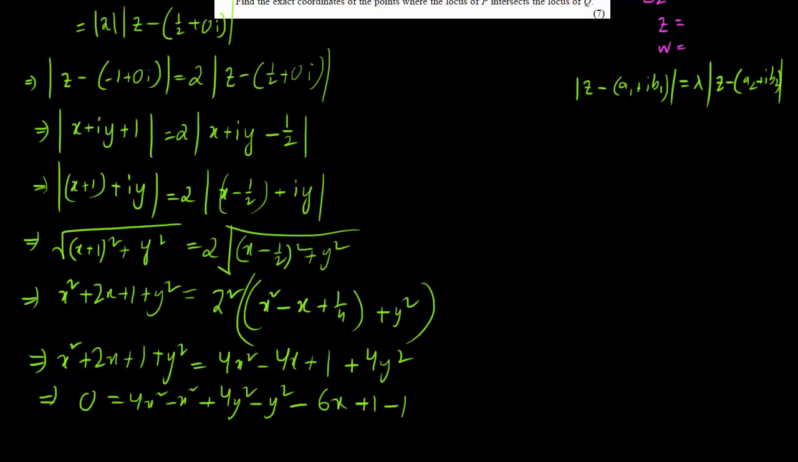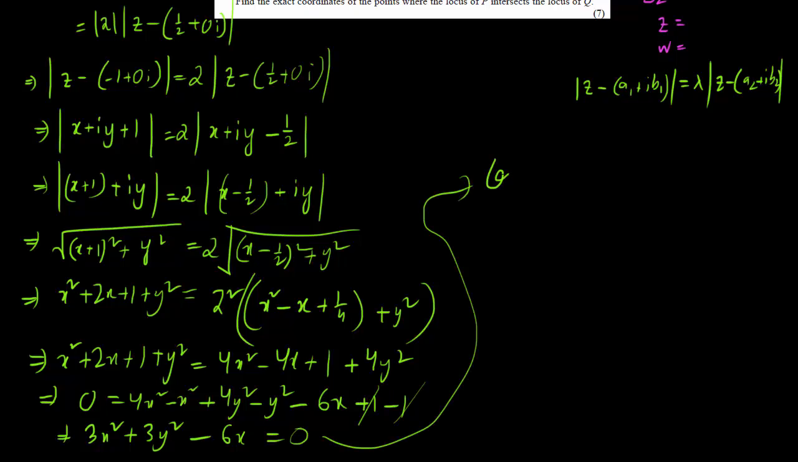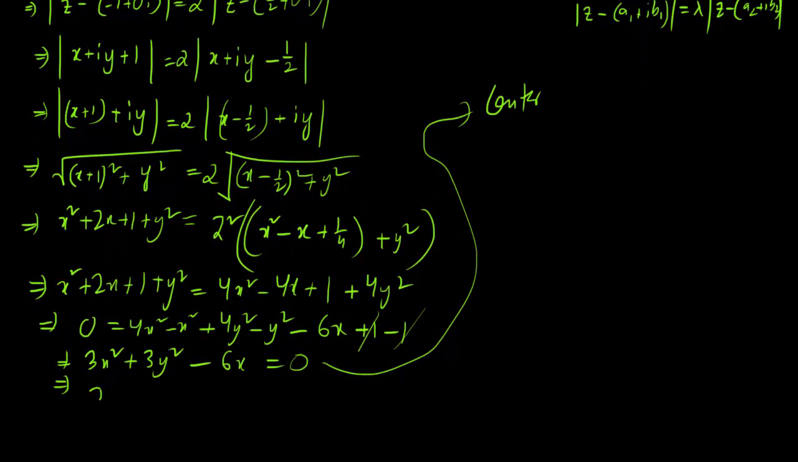So plus 1 minus 1. So this thing cancels off, and we get 3x squared plus 3y squared minus 6x equals 0. So this is a circle, and we know the center is going to be... First of all, we have to divide by 3, so this is going to be x squared plus y squared minus 2x equals 0.